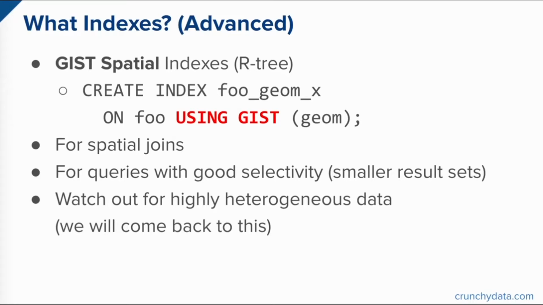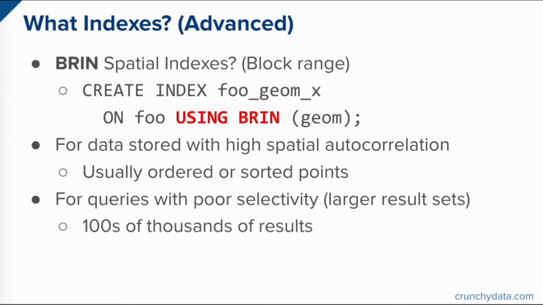Like a B-tree, it will perform best when dealing with queries of high selectivity, where the filter clauses result in relatively few records being returned. And as with all spatial indexes, thinking about how heterogeneous your data is will help avoid performance bottlenecks, which is something we'll talk about in a second.